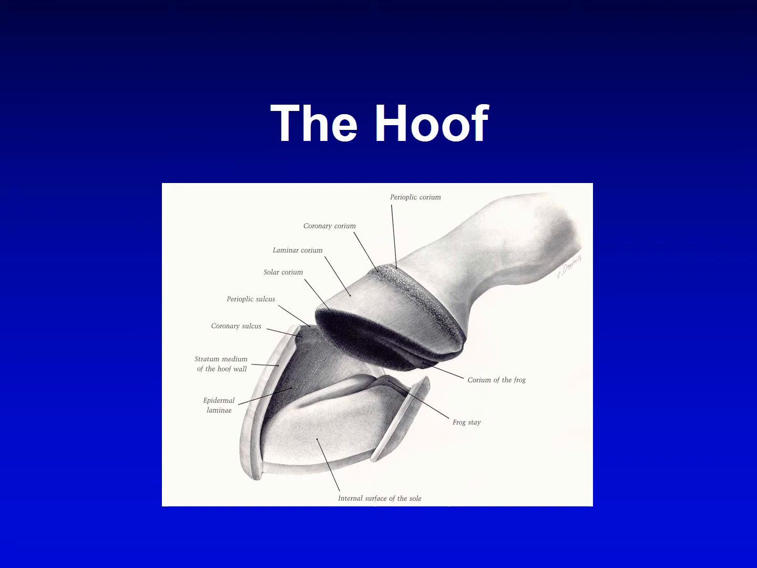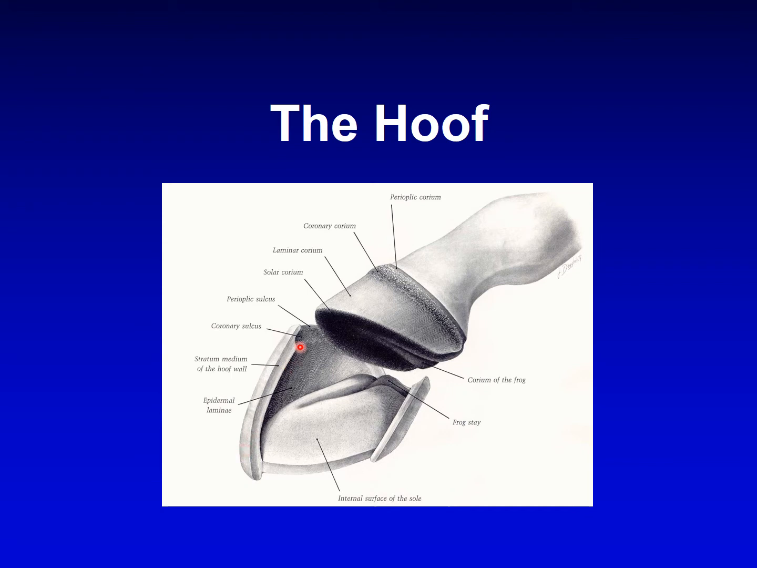Now we reach the hoof, and this is the hoof here, and this is P3, or the coffin bone. This is the coffin joint. This is the pastern, and this is the fetlock. So this is the part or the structure that we will be talking about right now. The hoof.